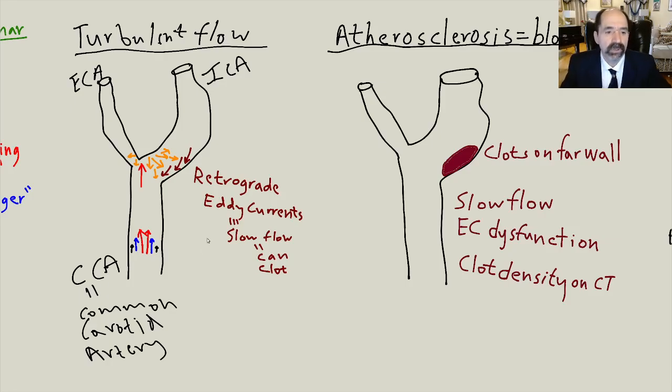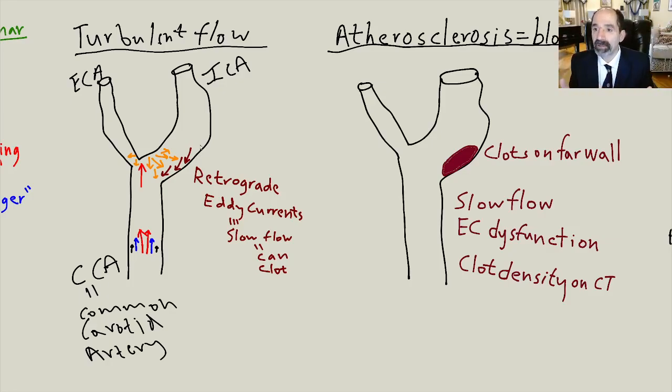All right, so anyways, we'll look at this bifurcation here. The blood comes up the common carotid artery, and then it hits the divider in between the external carotid and the internal carotid. And when it hits the divider, it causes a little bit of chaos in the flow. So it's coming up like a nice laminar flow, like we were talking about. And then it hits the divider, boom, and then it starts to go all over the place.